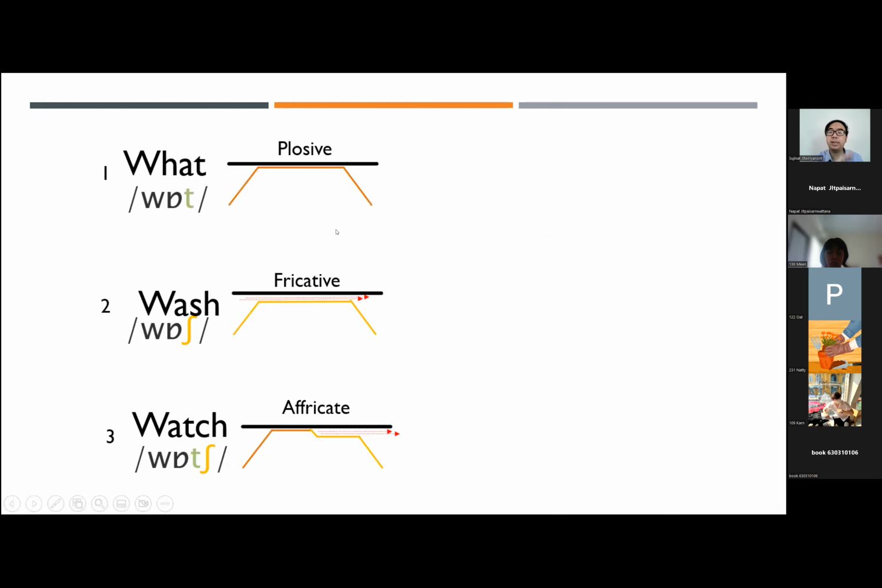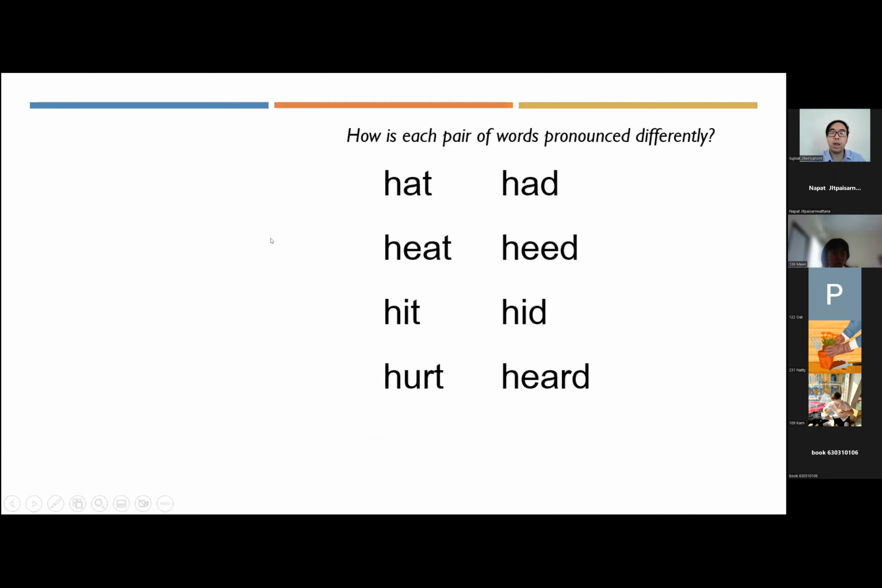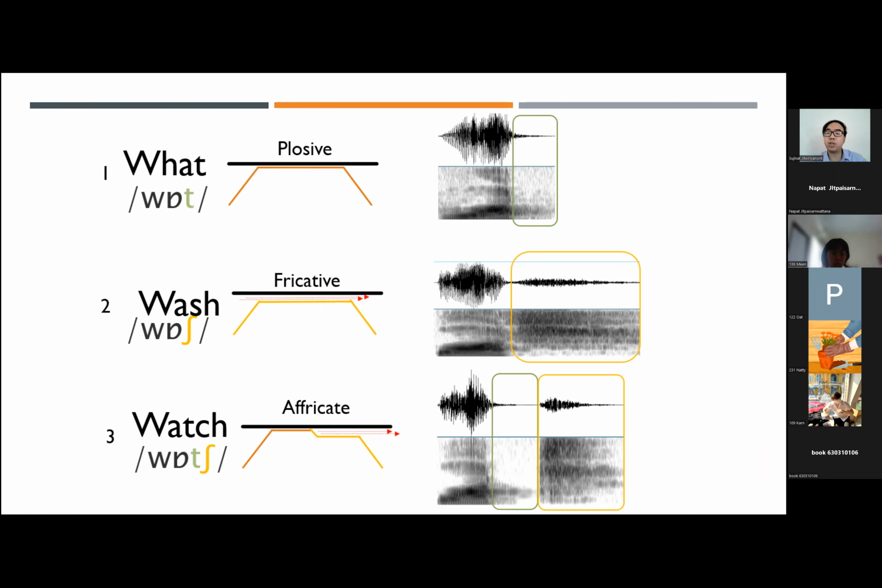And so let's go back to this minimal set again, for what, watch, and watch. So for what, it is like a silence, watch, and watch. So with the use of the sound spectrogram, with the basic information about how each consonant is differently produced and differently realized acoustically, you can check whether your pronunciation is realized the same as the speakers' or not.